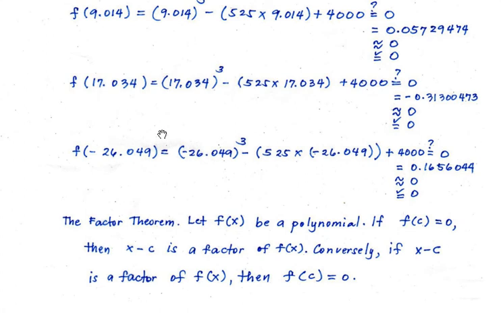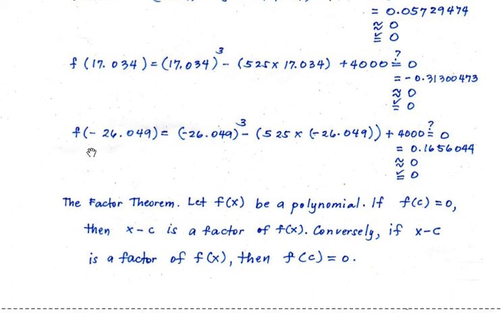Hence, one of the factors of the given polynomial is also x minus 17.034. And the third factor is x plus 26.049. Evaluating f of negative 26.049, we cube this x, minus 525 times the value of x here, plus 4,000, then it is equal to 0.16560044, approximately equal to 0. Yes, it is equal to 0. So we found the three factors of the given polynomial x cubed minus 525x plus 4,000.